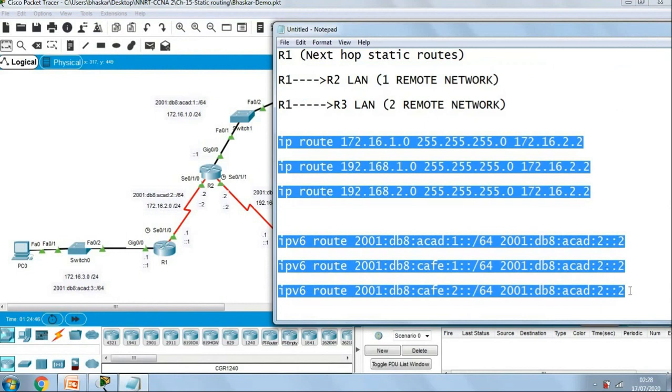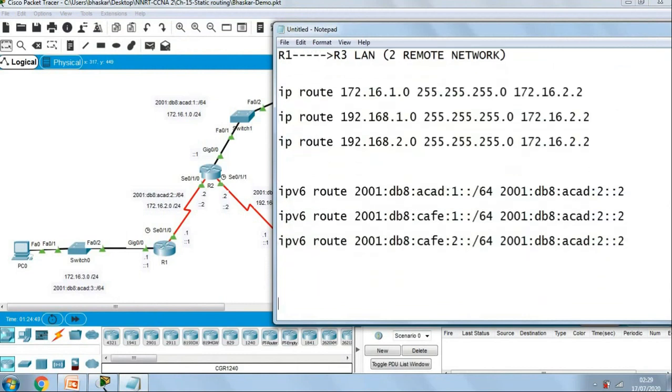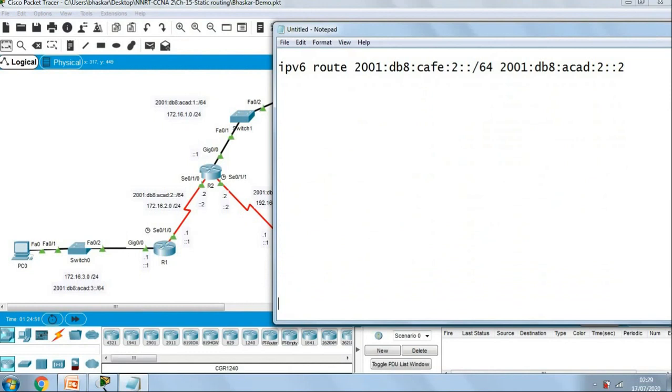Now I am going for the next one, router number R2. In router R2, I don't want to use the next hop. I want to use the directly connected networks. See here, if you go for the directly connected networks, we have to use the exit interface.